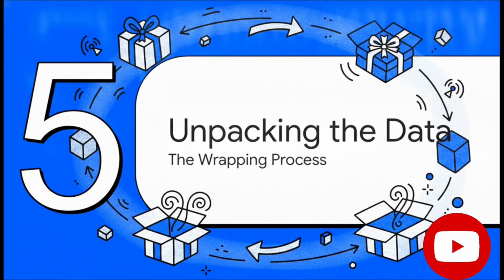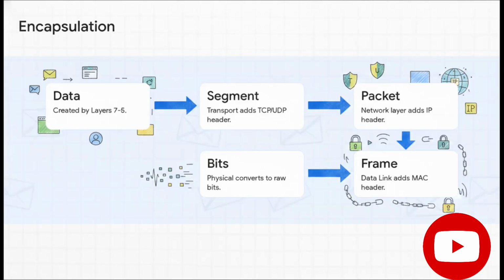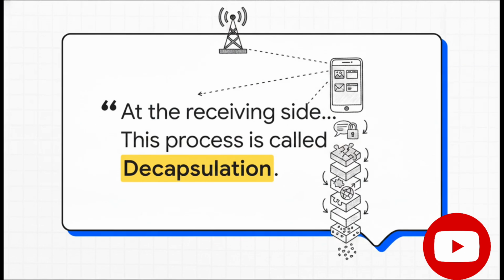All right, part 5, unpacking the data. As we've just seen, when you send a message, your data gets wrapped up tighter and tighter as it travels down the layers. This process is called encapsulation. The application, presentation, and session layers create the data. The transport layer wraps it in a header to make a segment. The network layer wraps that in an IP header to make a packet. The data link layer slaps a MAC header on there to create a frame, and the physical layer instantly converts it all into bits. Your data is effectively tucked inside a set of nested digital envelopes in a fraction of a millisecond. But here is the absolutely crucial point.